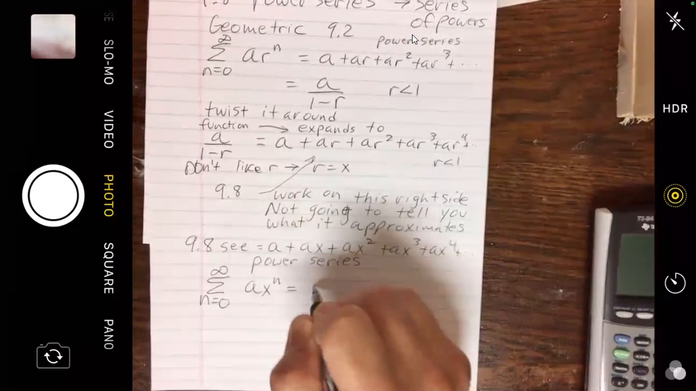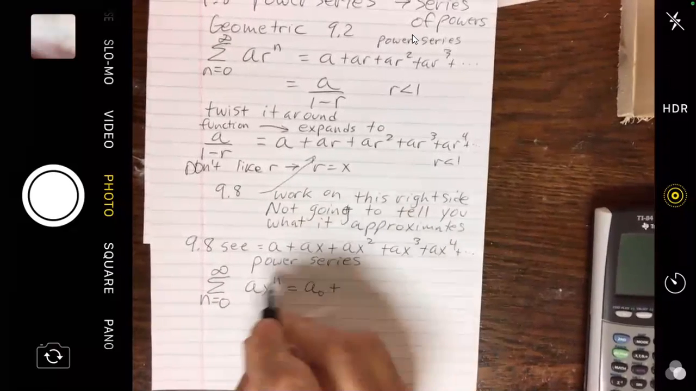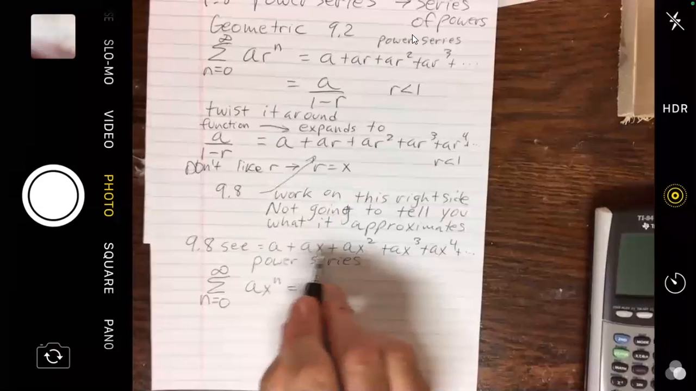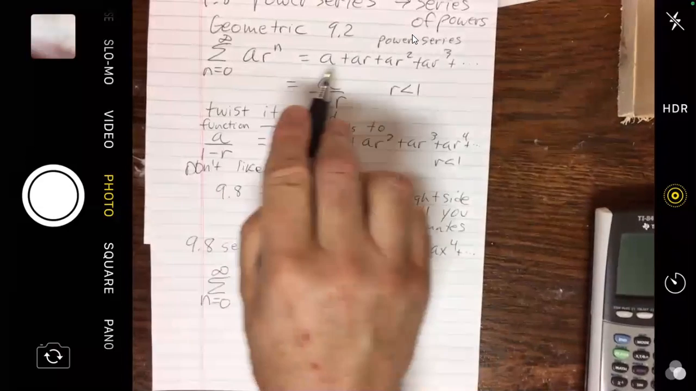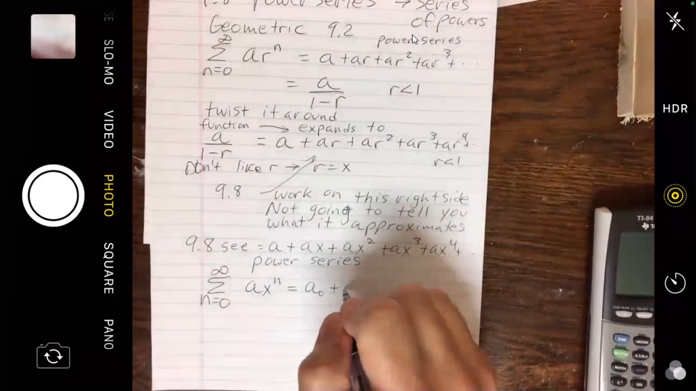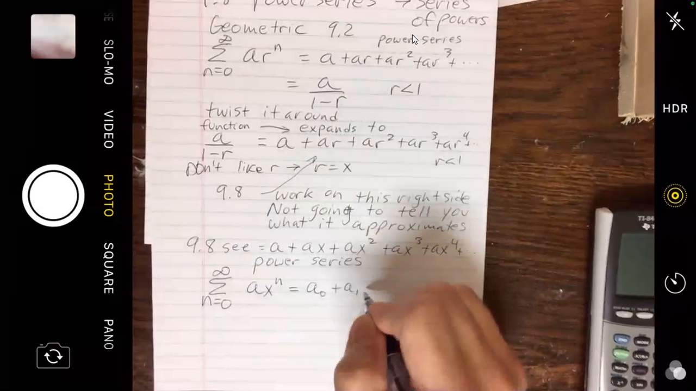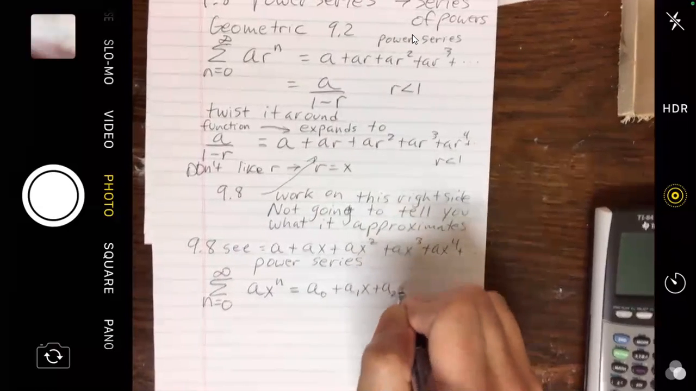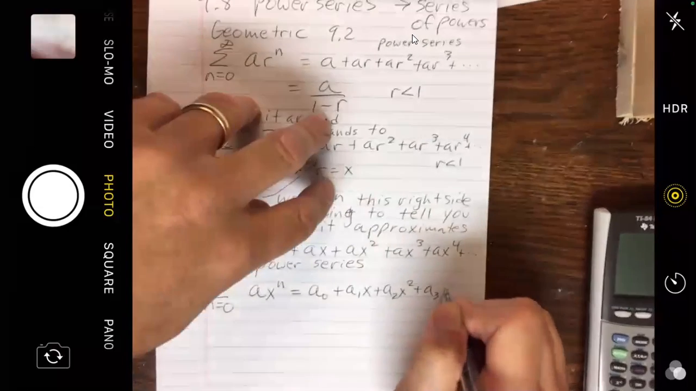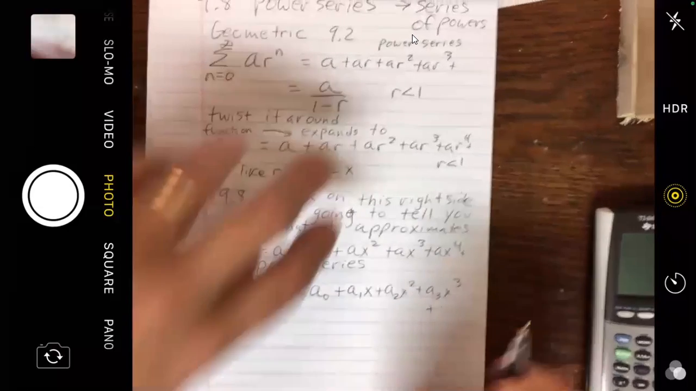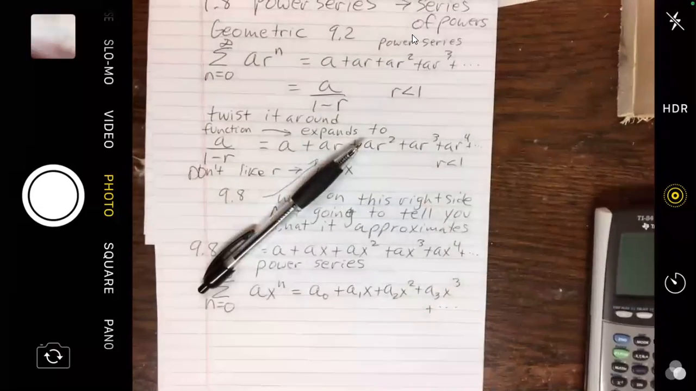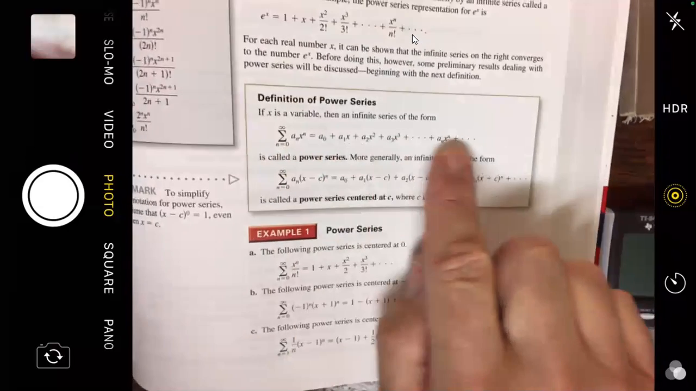And it gives you a0 plus, they're going to allow for different coefficients. Back on the geometric, they were all the same, a constant a. But they're going to allow for different coefficients: plus a2 x squared plus a3 x cubed, and so on. And that is where they get this.